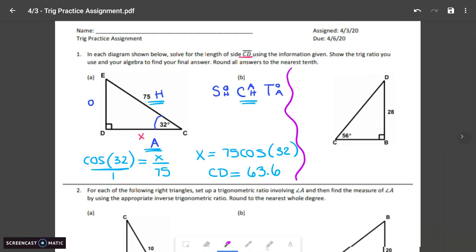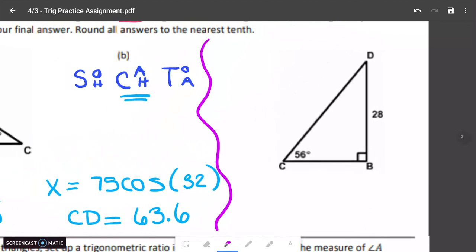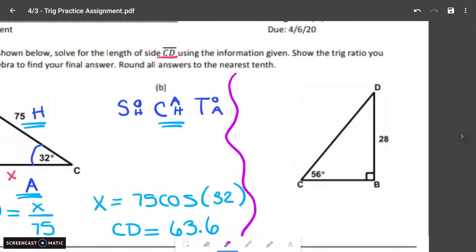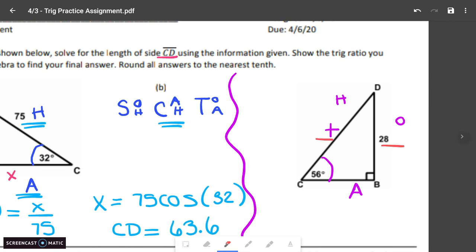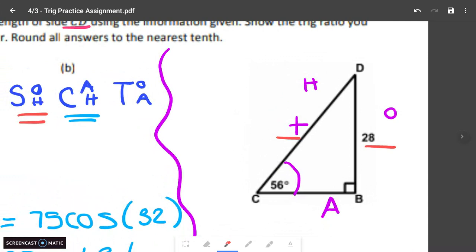I'm going to do the same thing over here for B. Now we're looking for CD again. So x is here. From the angle, I have the opposite, hypotenuse, adjacent. From SOHCAHTOA this time, notice I have something on O, and I'm looking for H. So it means I'm using the trig function of sine. Sine of the angle measure 56 is equal to 28 over x.